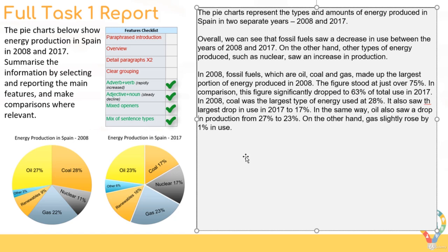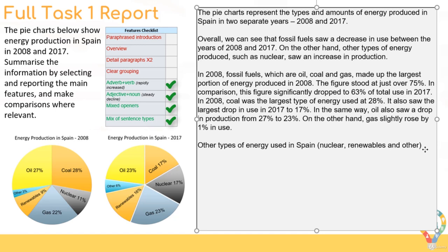I can start this off by saying other types of energy used in Spain, and I'm going to use brackets, which again is the grammar aspect of this report. I'm using different punctuation to add detail. I'll put nuclear, renewables, and other. One moment, there's a spelling mistake there. You also must make sure that your spelling is accurate throughout this report.